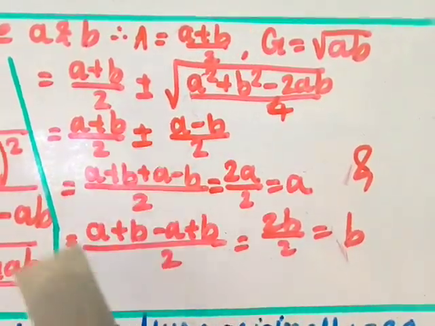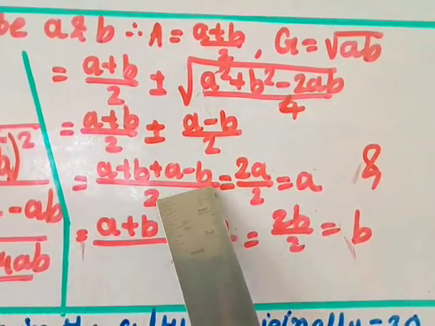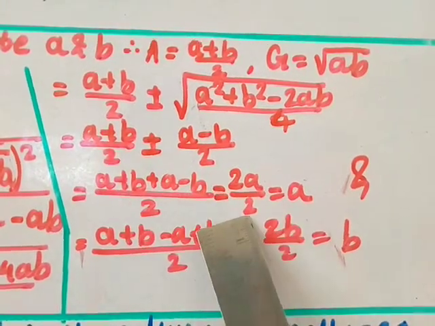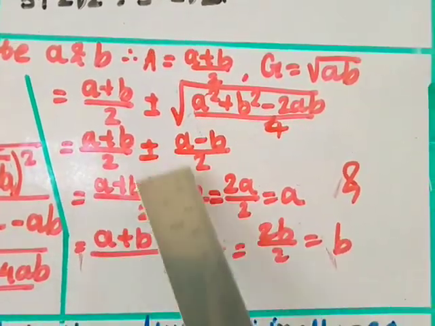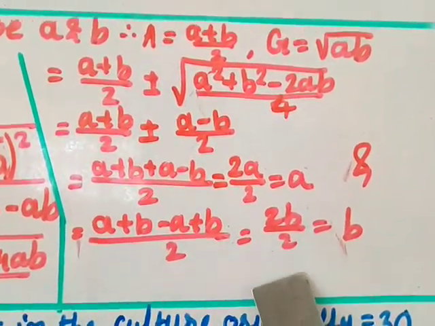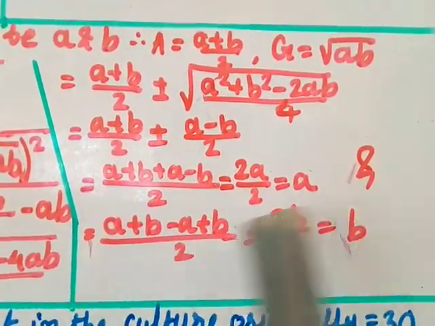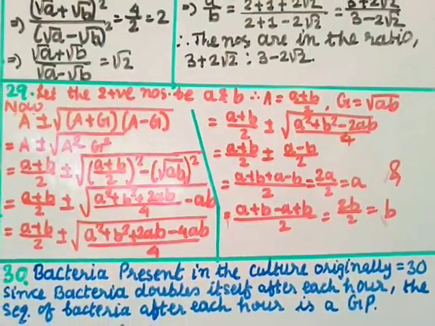So first I'll take plus and then I'll take minus. So when you take plus, you get here (A plus B plus A minus B) by 2, B plus B minus cut. So you get 2A by 2 equal to A. And when you take minus, A plus B minus A plus B. So A minus A cut, B plus B is 2B by 2, this 2 cut, so B. So this value is A and this value is B. So that is the proof for question number 29.